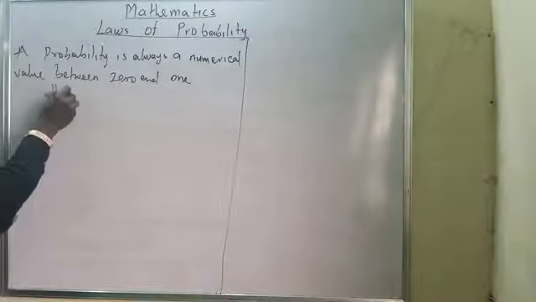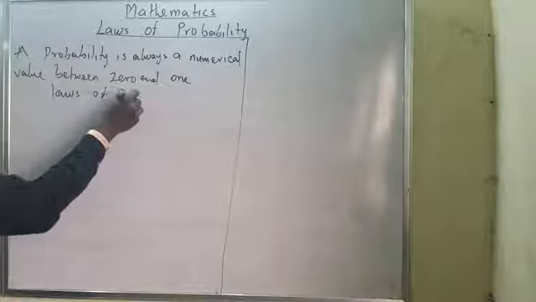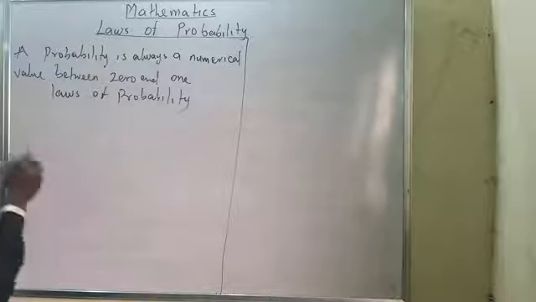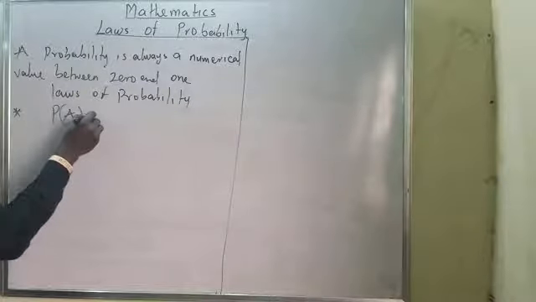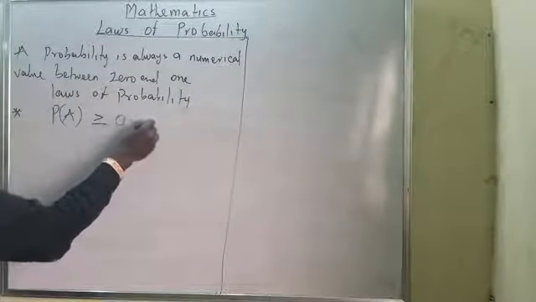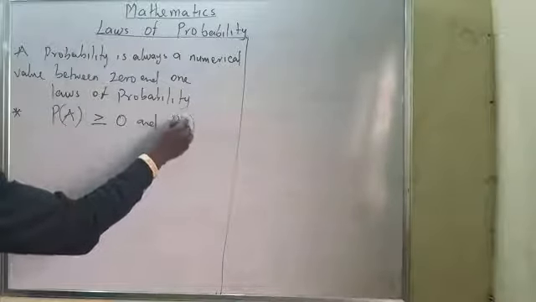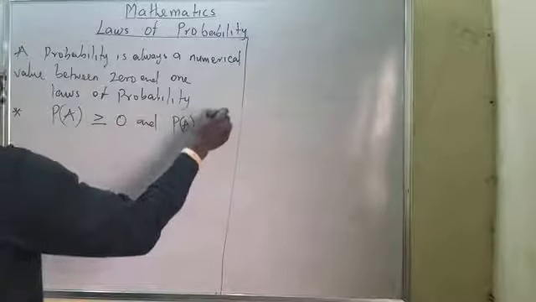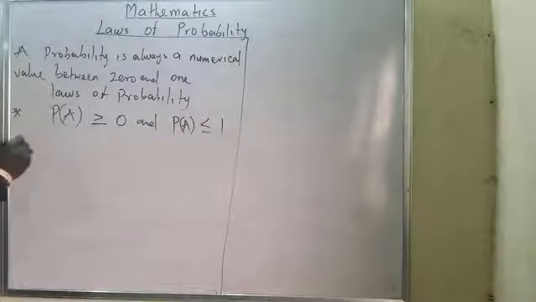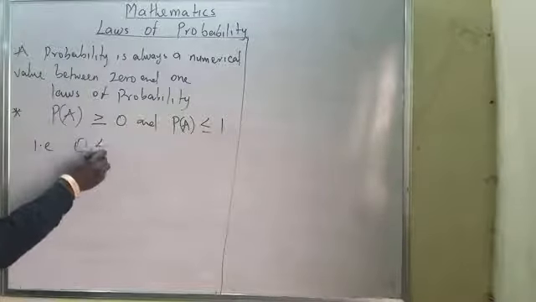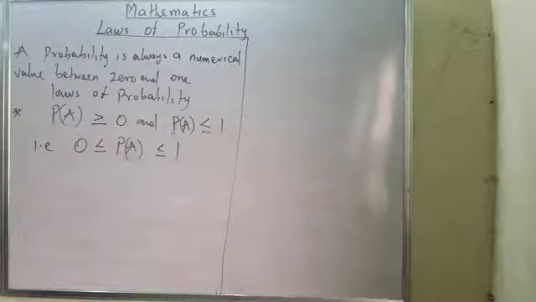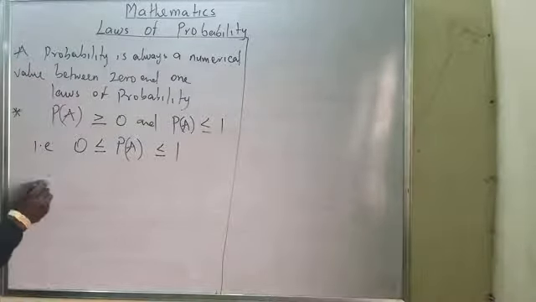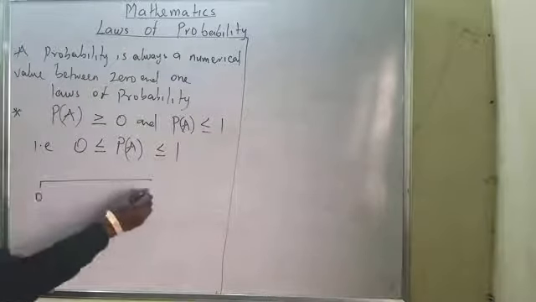Now, this is the law I'm talking about. The laws of probability will be: I have P of A greater than or equal to 0 and P of A less than or equal to what? 1. That is to say, 0 is less than or equal to P of A, which is less than or equal to 1. Now, that is an inequality statement. You all know that. In a normal number line, it means 0 and 1.